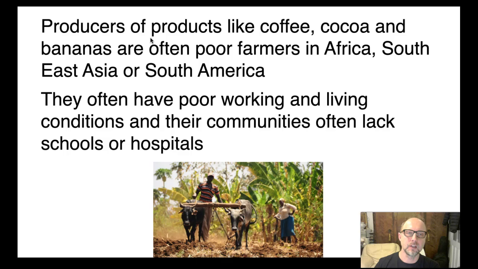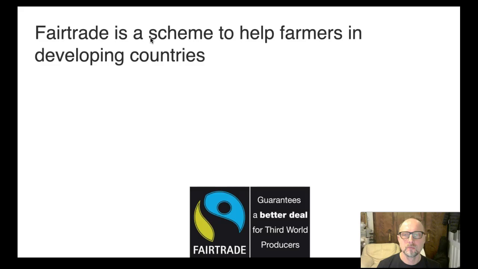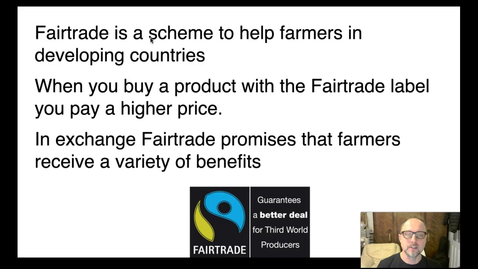Producers of products like coffee, cocoa, and bananas are often poor farmers in Africa, Southeast Asia, or South America. They often have poor working and living conditions, and their communities often lack schools or hospitals. So, fair trade is a scheme to help farmers in developing countries. When you buy a product with a fair trade label, you pay a higher price. In exchange, fair trade promises that farmers receive a variety of benefits.